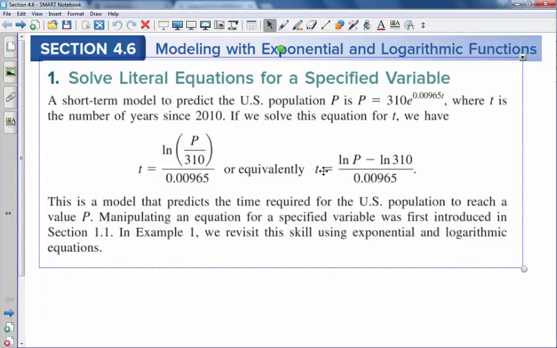And this is the number of years you need to wait till the population becomes whatever P amount is. If this is 400, you plug in 400 here. To reach 400 million population, you need to wait this many years. You just need to enter it. Okay? This is just a demonstration of where we use exponentials and logarithms. Just like money growing, population grows as well.